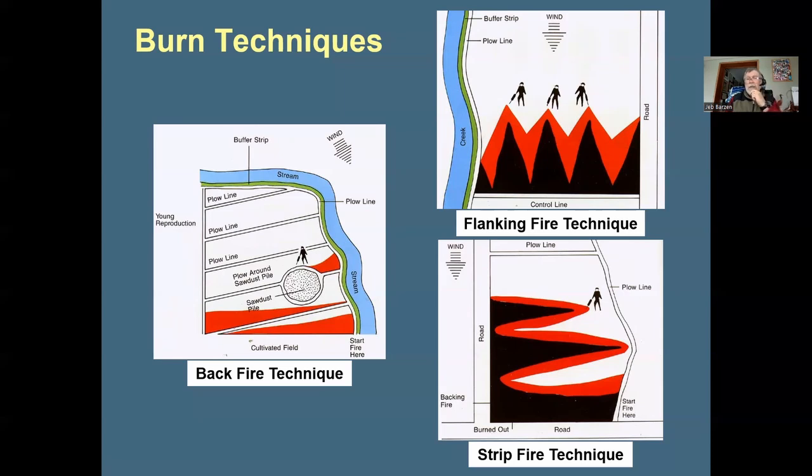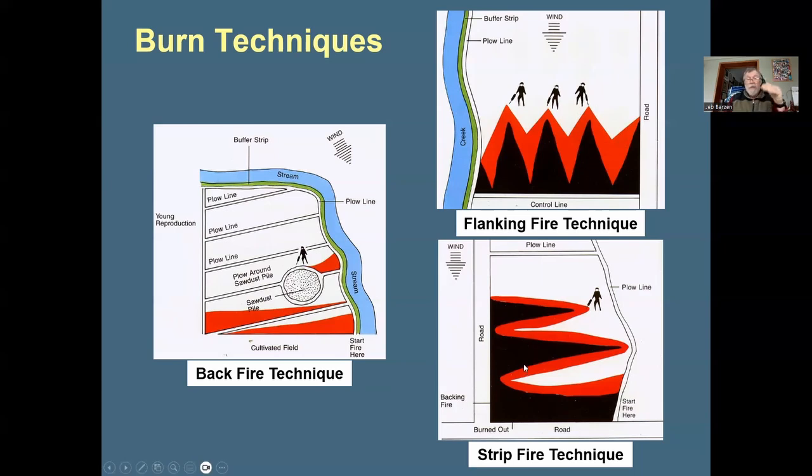A flanking technique is also really good to use when, say, you had a building or something that is sensitive to heat. When you are moving a flanking fire away from that building, the fire is going off to either side, and that reduces the amount of heat being put for a period of time on that structure that's downwind of where you're lighting. So that's good if you've got a house, an electrical transformer box, or things like that, to use a flanking technique.